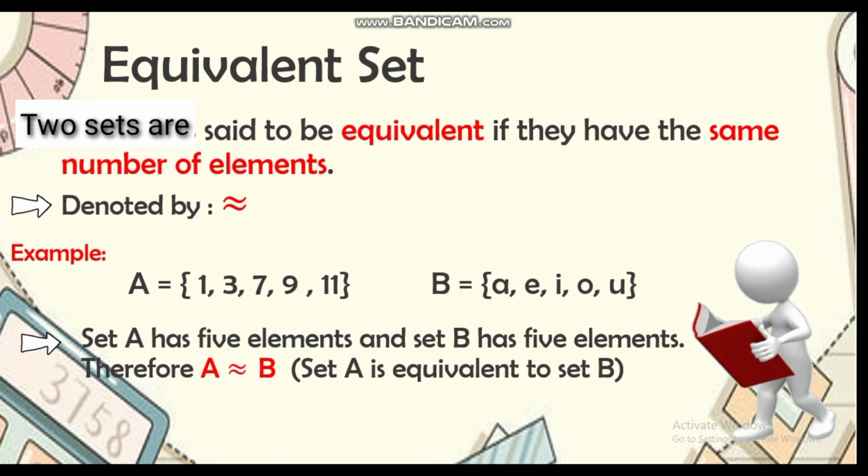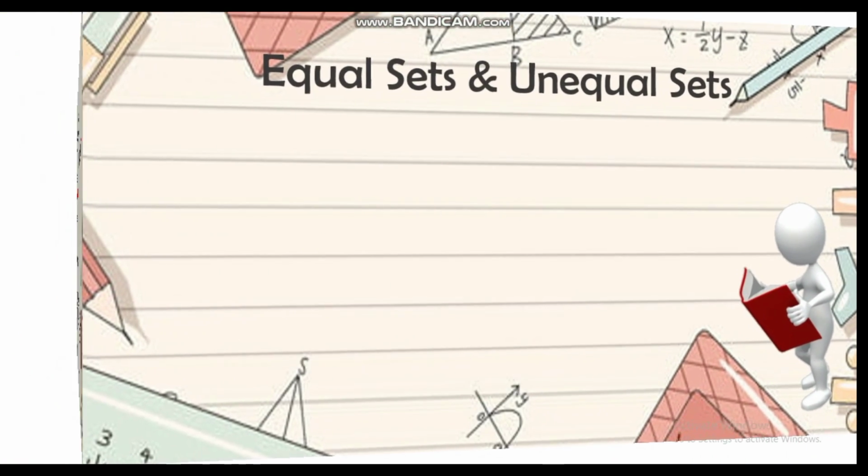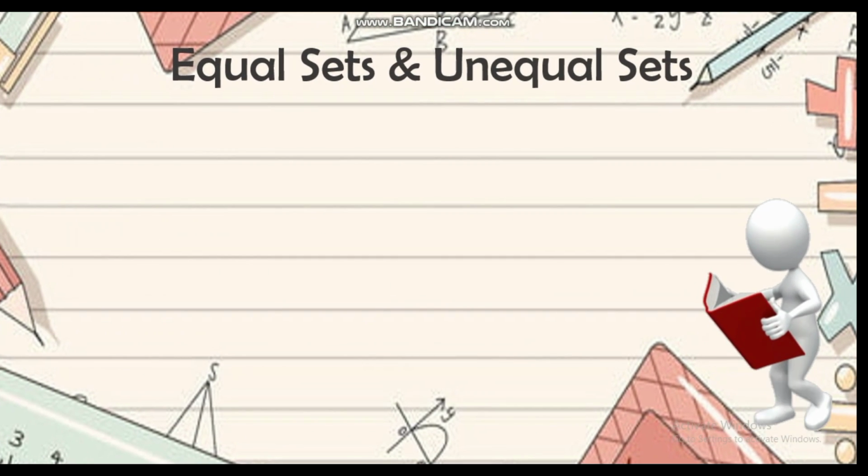Set A has 5 elements and set B also has 5 elements. Therefore, set A is equivalent to set B. Okay? So equivalent silang duha kay parehas sila og number of elements. So let us now move to the equal sets and unequal sets.